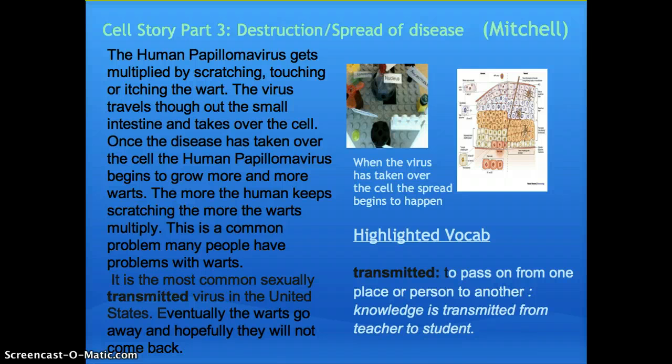The cell story part 3 is the spread of disease and destruction. The human papillomavirus gets multiplied if you scratch or touch or itch the wart you have on your skin. The virus travels throughout the small intestine and takes over the cell. Once the disease has taken over the cell, human papillomavirus begins to grow and more warts get on your body.